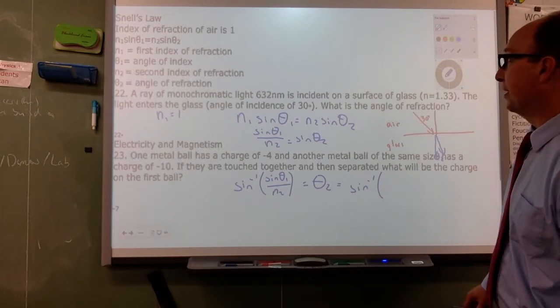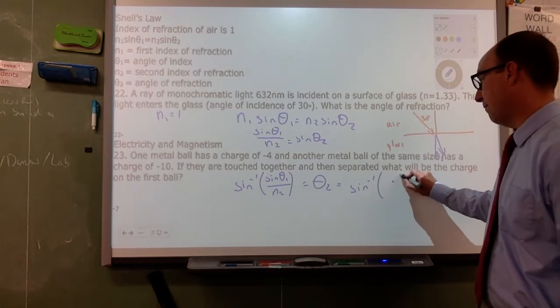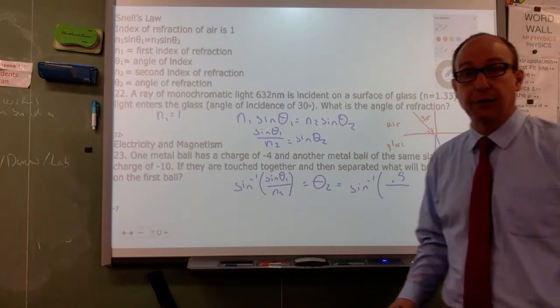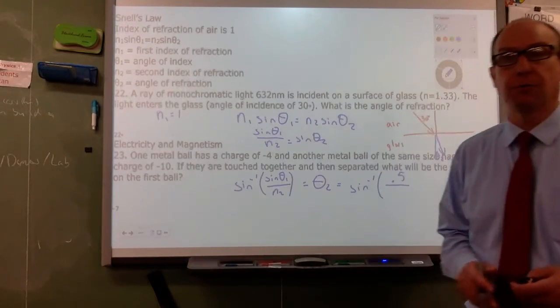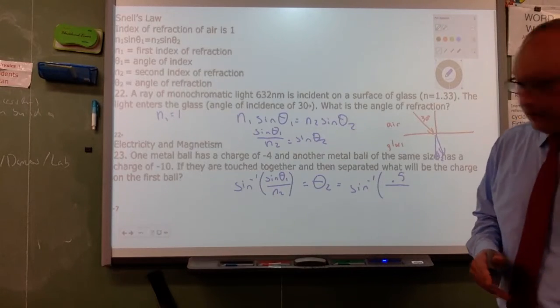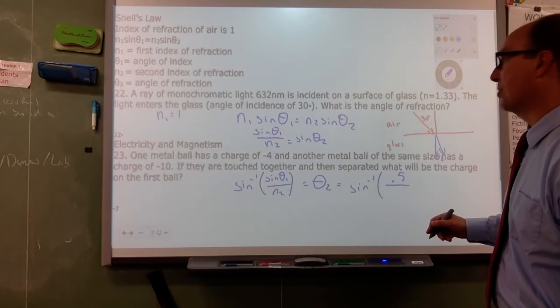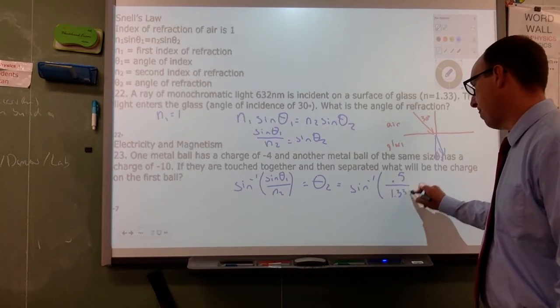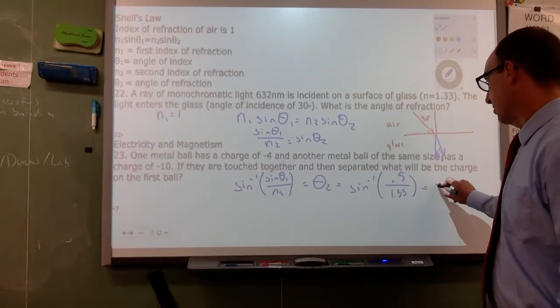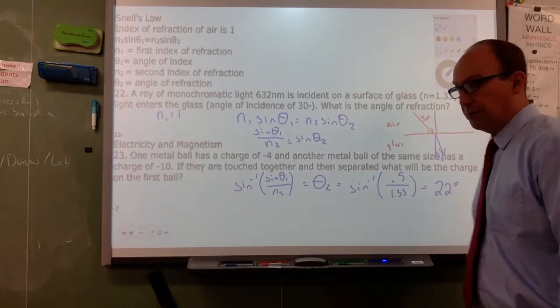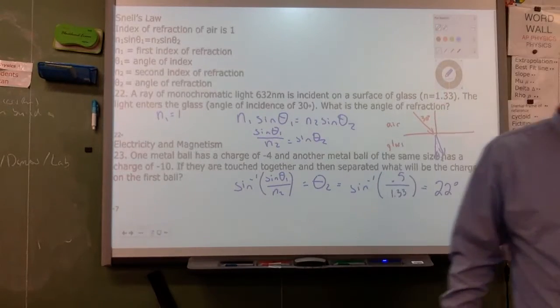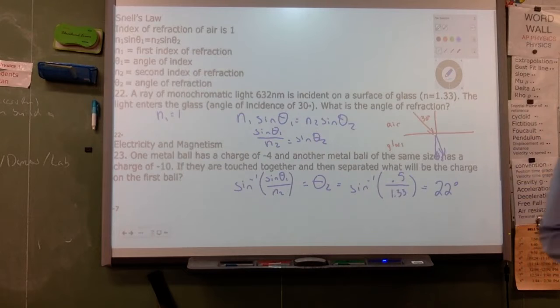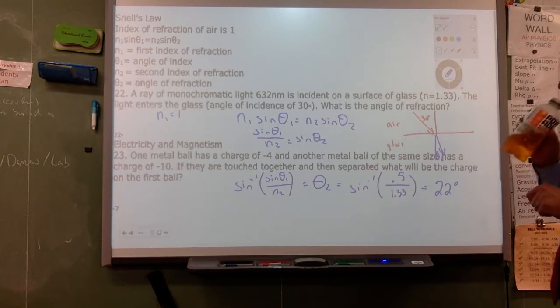The sine of 30 is 0.5. Again, you want to make sure your calculators are in degrees, right? I'm not sure what you guys are doing in math. And then N2 we're saying is 1.33. So this should give me about 22 degrees when I put that in my calculator. So that's going to be the sine inverse.